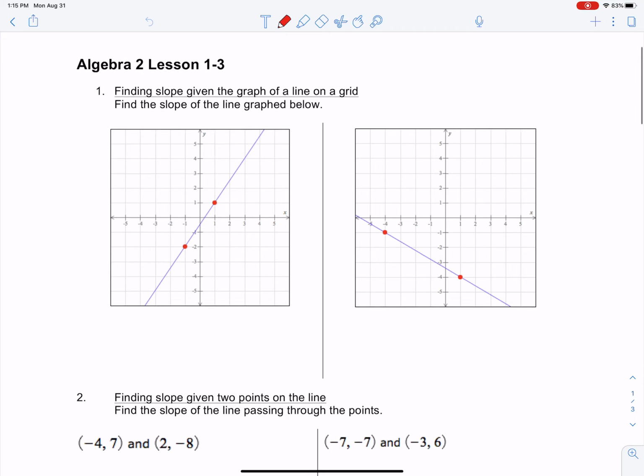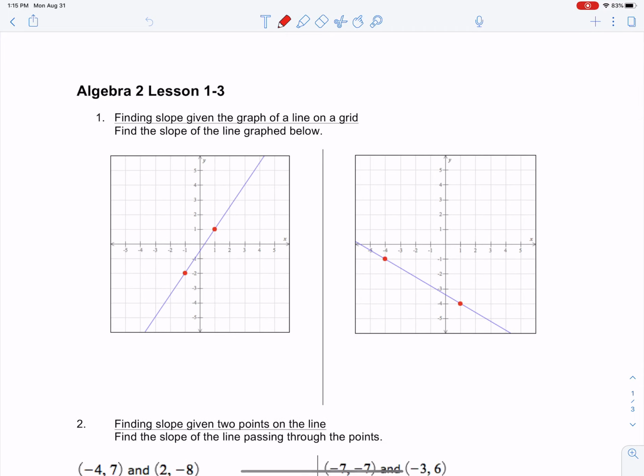Before we jump into things, some things I want you to know is that we need to recall that slope equals rise over run. So rise can be up or down, and run is left or right.